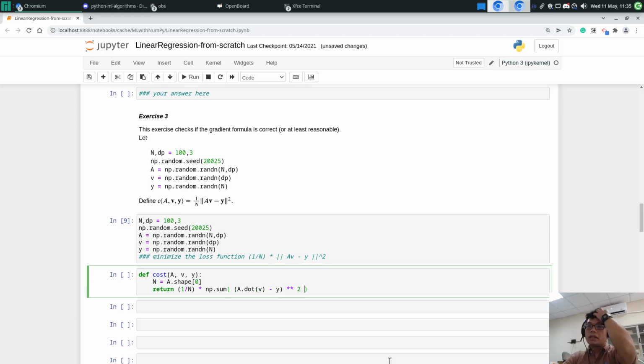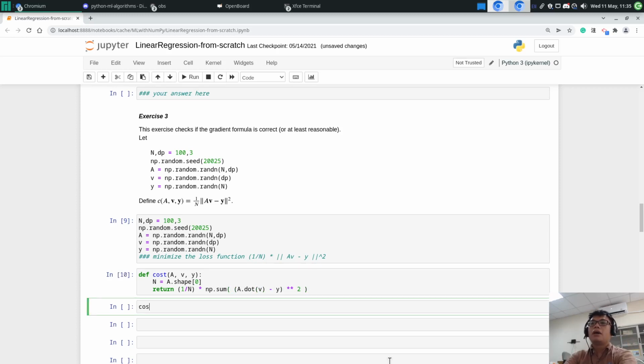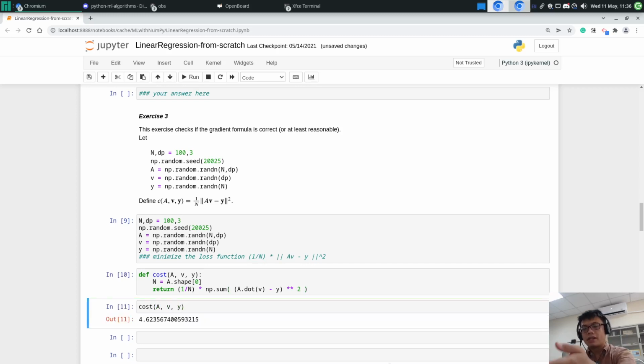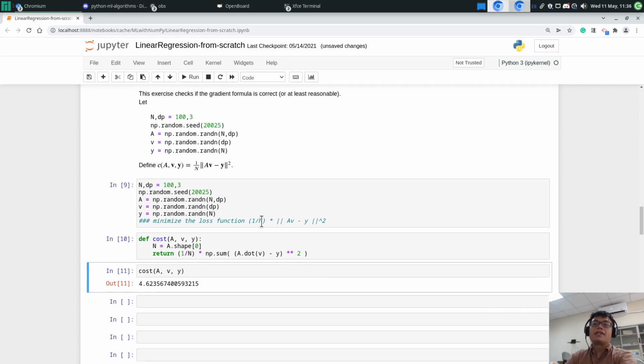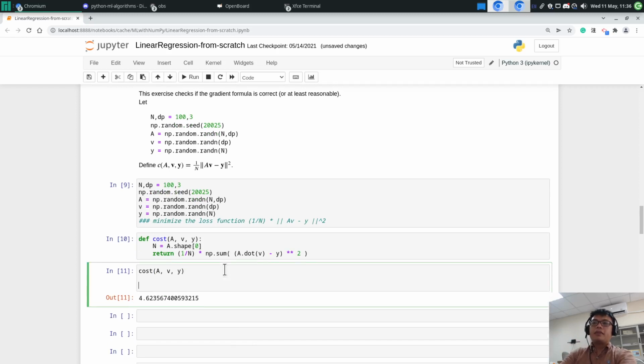Okay, so you got the cost, and what you can try is you have A and v and y set up. So the cost is about 4.6. At this moment it is 4.6, and we want to drop the cost. So let's apply the gradient descent. Let's try to run the gradient descent for several rounds, say 100 rounds.